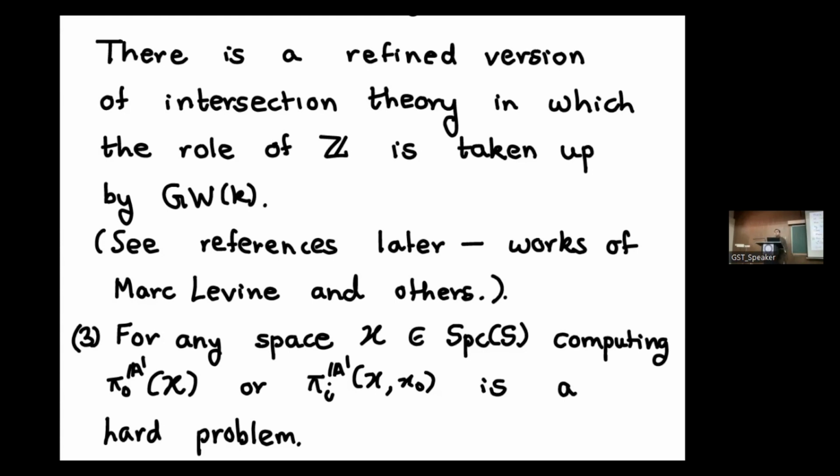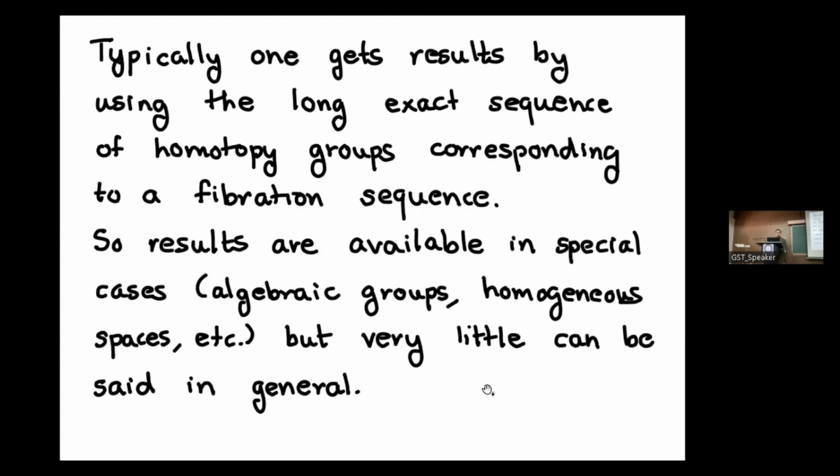So you are eventually restricted in what you can do, right? This is not just a problem in A1 homotopy. I guess it's also a problem in general, but A1 homotopy is a particularly hard problem. So this is roughly what we do. Just like you have fibration sequences in topology, you have a notion of A1 fibration sequences, and you basically try to see where those are the situations where you can get some calculations. So results are available in special cases, like for algebraic groups or homogeneous spaces and so on, but very little can be said so far in general.